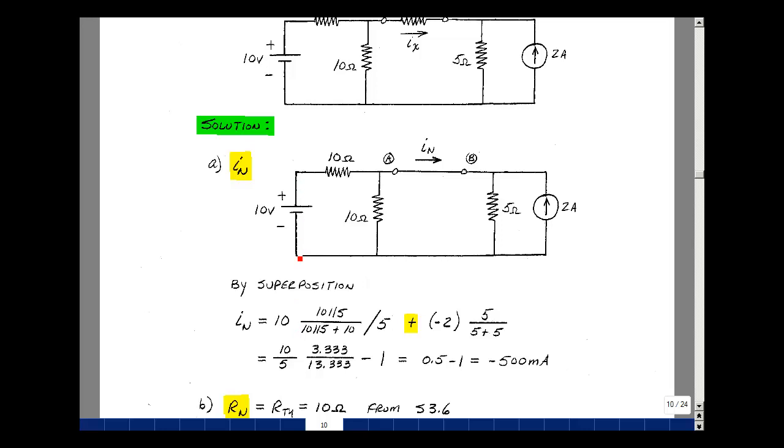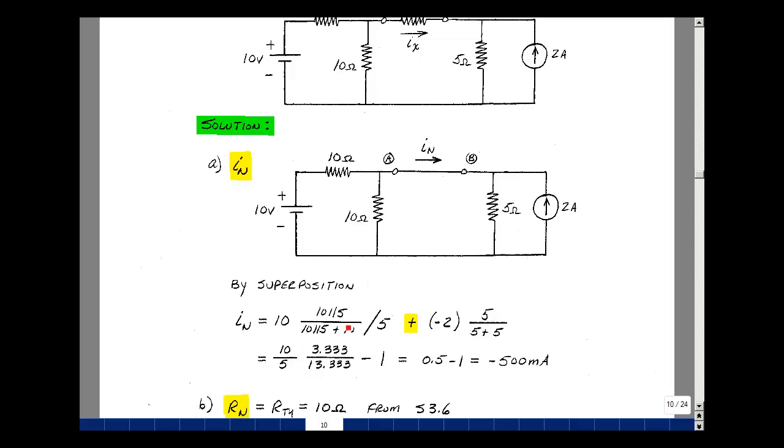Now set this source equal to 0, and I've got 10 in parallel with 10. I have 5 in parallel with 5, and I can use a current divider. Current flowing into this parallel combination in this direction is going to be the other resistor, 5, over the sum of the two times the current. But the current in this direction is the opposite of I sub n due to the second source, so we'll put a minus sign there.